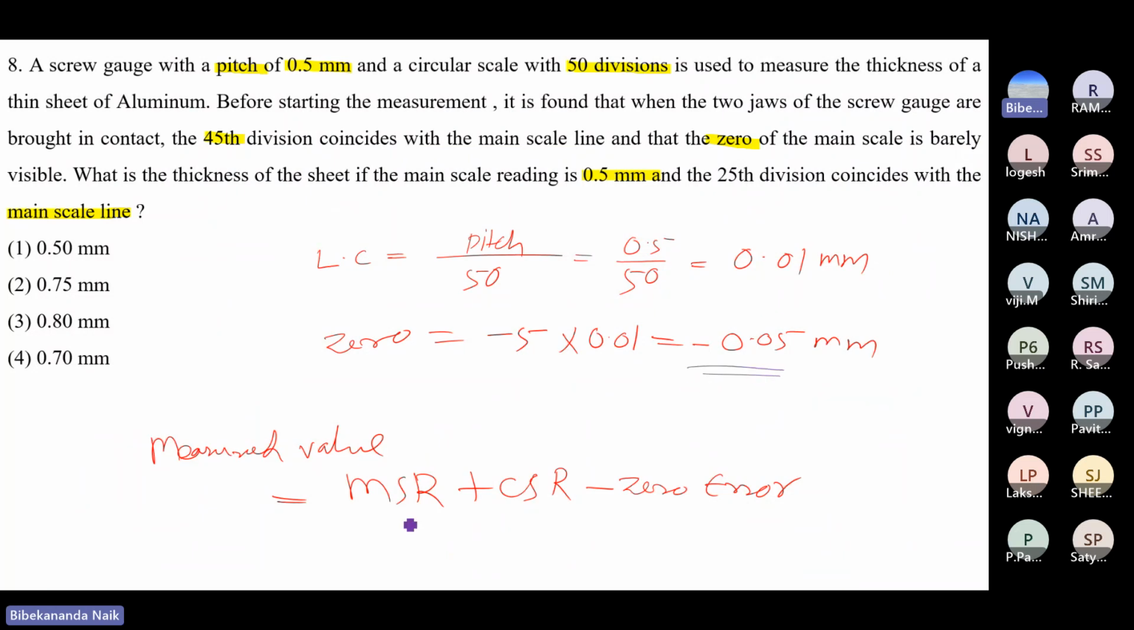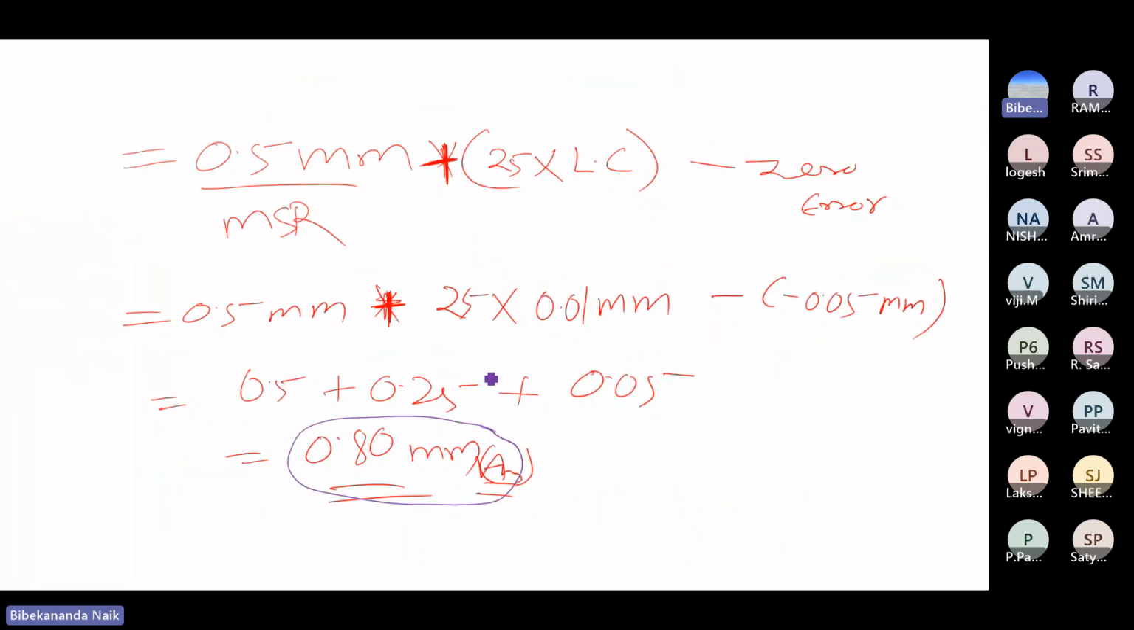So the measured value will be main scale reading plus circular scale reading plus or minus 0 error. The main scale reading is 0.5 mm, as given in this question, and the 25th division coincides with the circular scale. So it will be 25 into least count. Least count is 0.01 mm. So it will be total 0.5 plus 0.25, 0.75 mm. But when we are subtracting the negative 0 error, it is being added. So it will be 0.75 plus 0.05. So the total measurement value will be 0.80 mm.